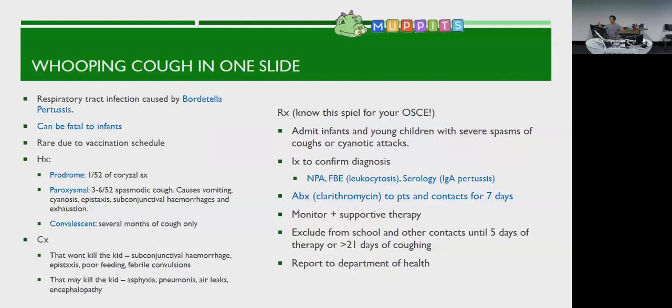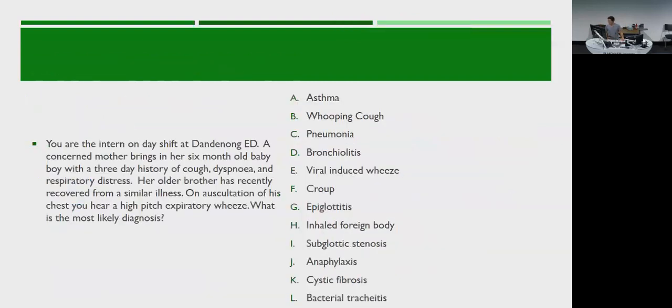Stuff making sense, guys? Happy days? Cool, I'm seeing nods, this is great. Next one. As you guys can probably tell, I spent a lot of time at Dandenong ED, which is why a lot of these stems start with that. Shout it out at me, team.